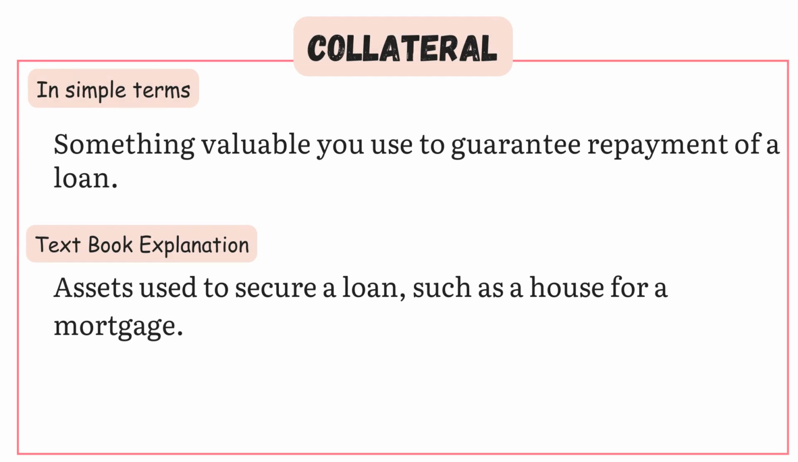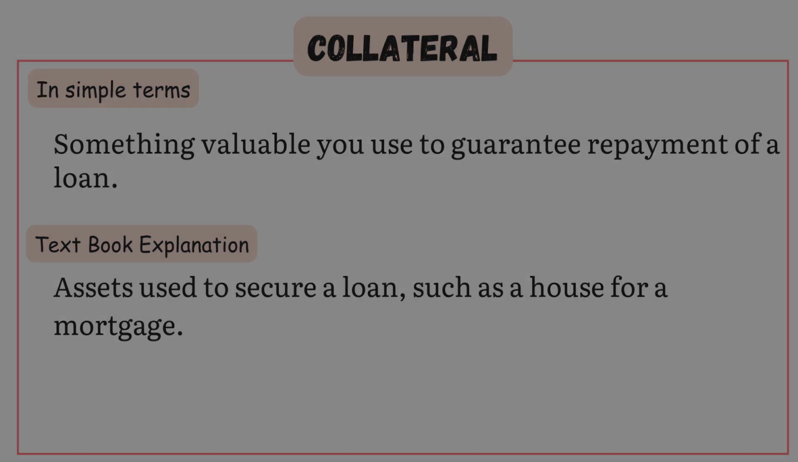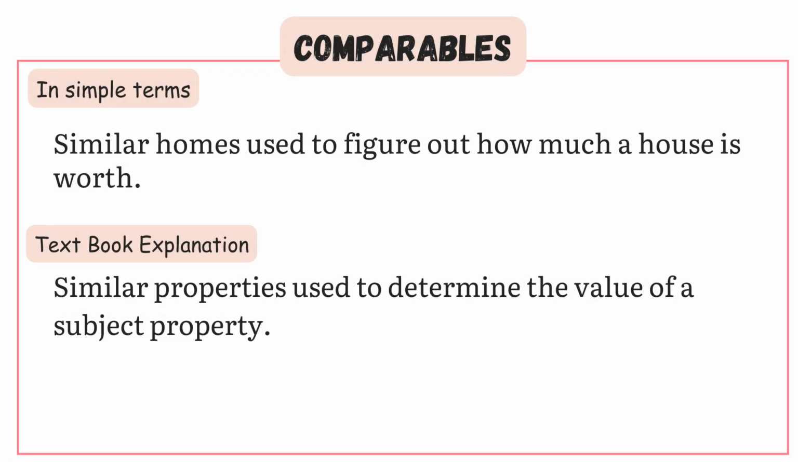Collateral. In simple terms, it is something valuable you use to guarantee repayment of a loan. As per textbook definition, collateral is assets used to secure a loan, such as a house for a mortgage. Comparables. In simple terms, it is similar homes used to figure out how much a house is worth. As per textbook definition, comparables is similar properties used to determine the value of a subject property.